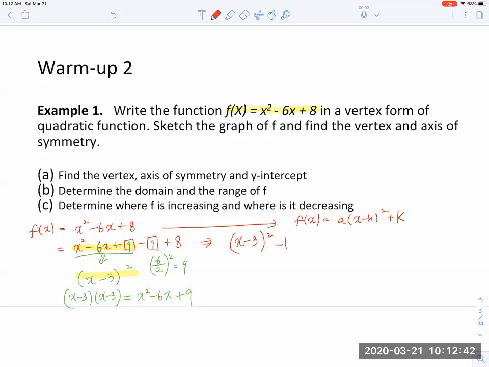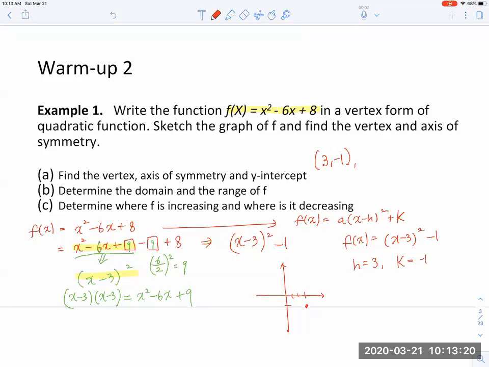So now we changed it to vertex form, which is f of x equals x minus 3 squared minus 1. H is 3. K is negative 1. So you found out the vertex point. The vertex point is (3, -1). And what that means is if I'm graphing it, 1, 2, 3, 1 down here, and then A is 1, so it's going to open upward, right? Like a U shape.